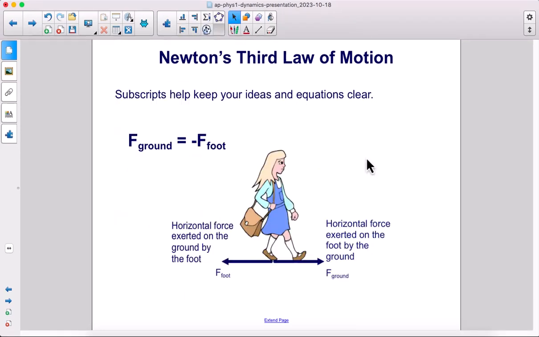Subscripts help keep your ideas and equations clear. So let's say when you're walking down the street, your foot is exerting a force on the ground, and the ground is exerting a force on your foot. So you can call this one force foot, that one force ground, whatever you would like to keep your thoughts clear.